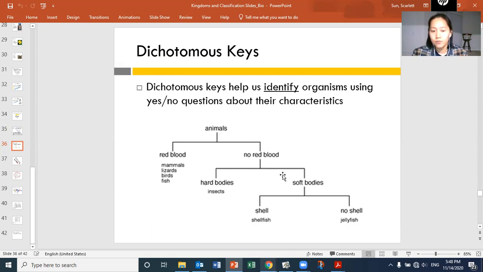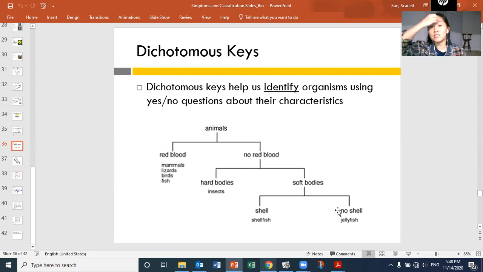Yes or no. And the answer is if they have hard bodies and they do not have red blood, then they're an insect. If they do not have red blood and they have soft bodies, you're going to ask one more question to kind of differentiate them. And yes or no, does it have a shell or no shell? So a shellfish like clams and oysters are animals that have shells, even though the actual body is soft, and do not have red blood. On the other hand, animals that do not have shells, have soft bodies, and no red blood are jellyfish.